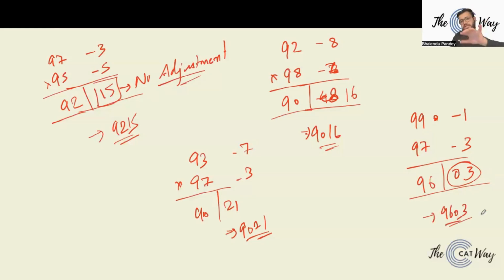Right? Now the same thing can be done for values above 100 as well. So don't worry. We'll be covering all the varieties over here. So next variety, let's see. 102 into 105.